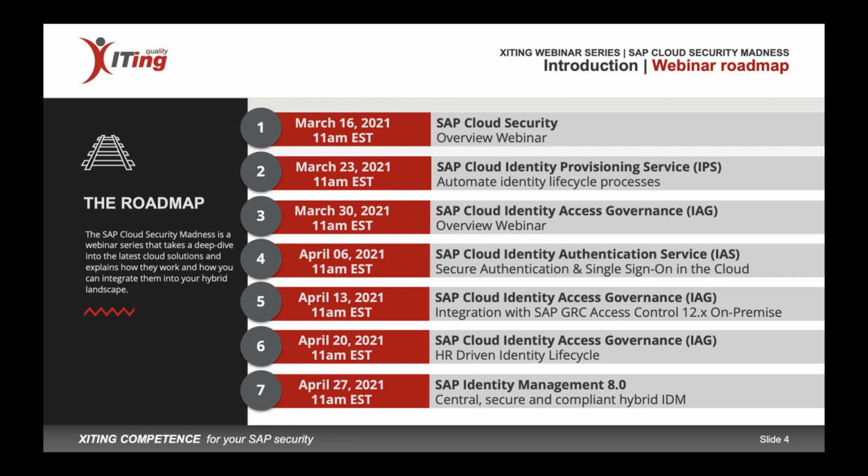So we'll talk about more specifically how we can automate identity life cycles. We then, in the third webinar, talk about IHE. That's basically our access control, if you're familiar with SAP Access Control in the cloud. So we'll talk about access governance, how can we run risk analysis, do provisioning, workflows, and so on through IHG.